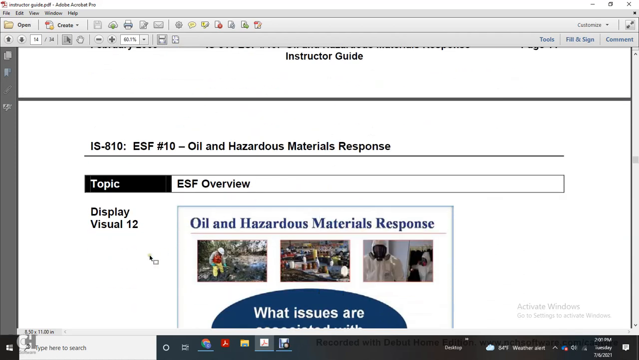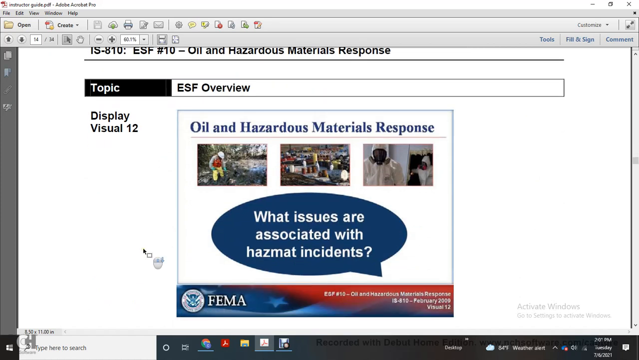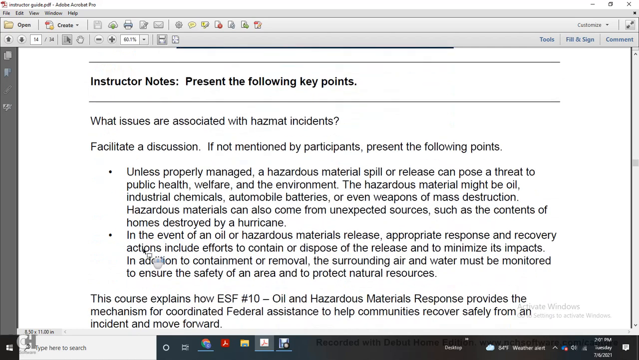Display visual number 12, Oil and Hazardous Material Response. What issues are associated with hazmat incidents? Instructor's notes: What issues are associated with a hazmat incident for the facility? Discussion points not mentioned by participants should be presented with the following points.